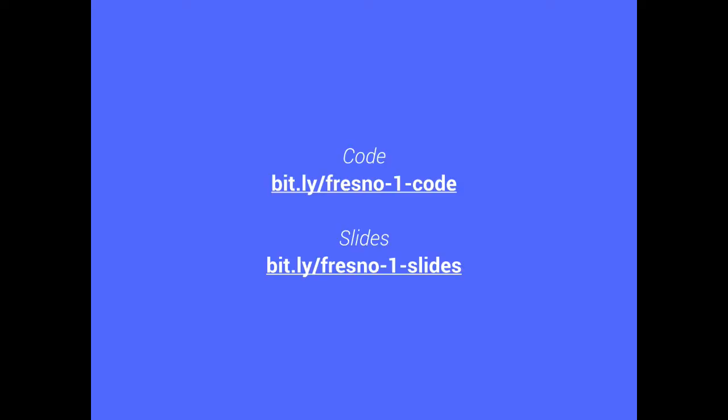But before that, if you want to download those slides, this is the URL, and if you can all download at least the first link, this is going to be important for us. So go to bit.ly/Fresno-1-code.